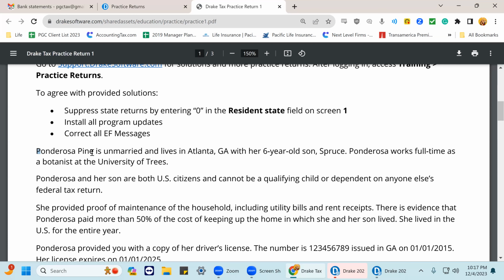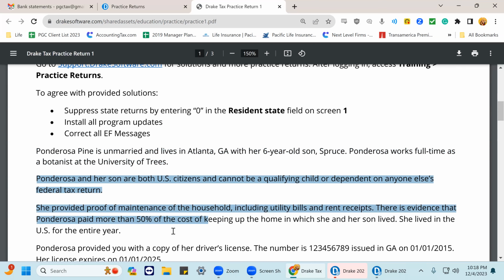So, Victoria, could you read this? The thing that I highlighted. Ponderosa Pine is unmarried and lives in Atlanta, PA, with her 6-year-old son, Bruce. Ponderosa works full-time as a botanist at University of Trees. Ponderosa and her son are both U.S. citizens and cannot be a qualified child or dependent on anyone else's federal tax return.